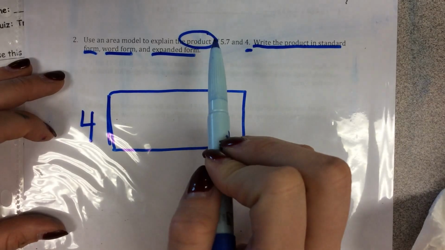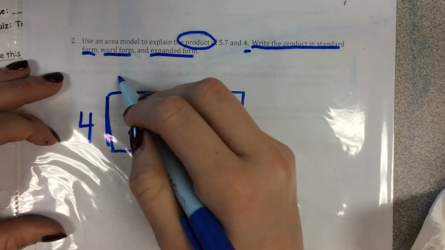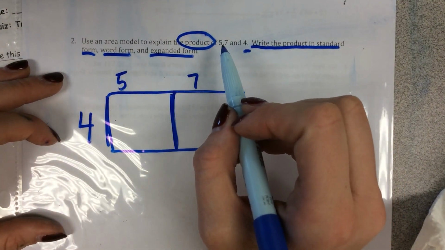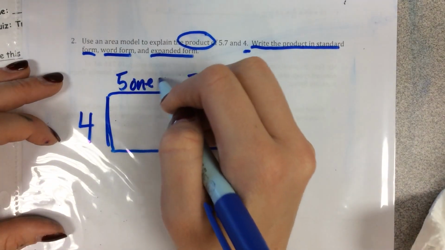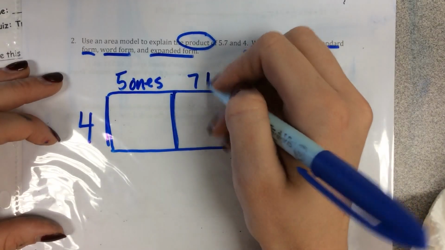So we got to see how many digits. 1, 2. So I'm going to break this into 2. Put my 5 here and my 7 here. Now let's look at the place value. What place value is my 5 in? It's in the ones place, so these are 5 ones. Let's look at the 7. What place value is it in? It's in the tenths place, so this is 7/10.